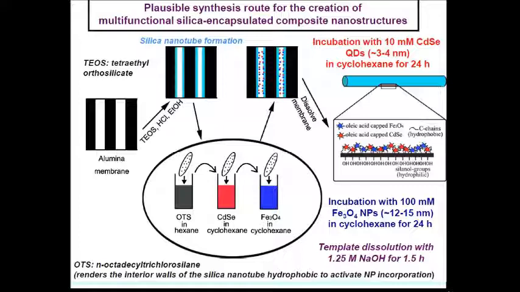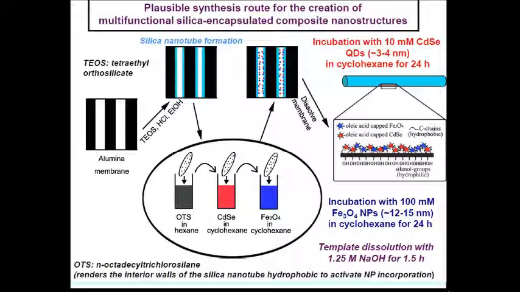And the one thing I should mention, these iron oxide particles and quantum dots have been pre-prepared. So I actually make these in previous steps. And what we see here is that these particular quantum dots are 3 to 4 nanometers in diameter. The iron oxide nanoparticles are 12 to 15 nanometers in diameter, so that I can more easily differentiate and distinguish between these two types of particles.